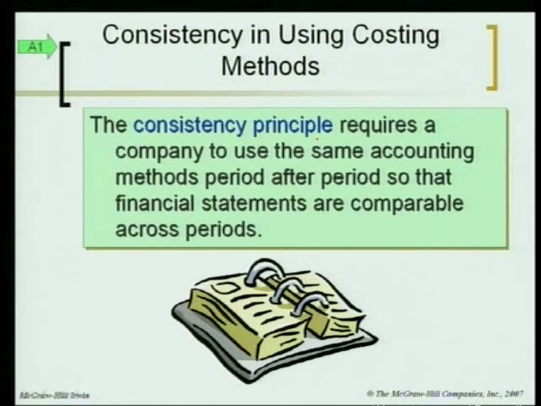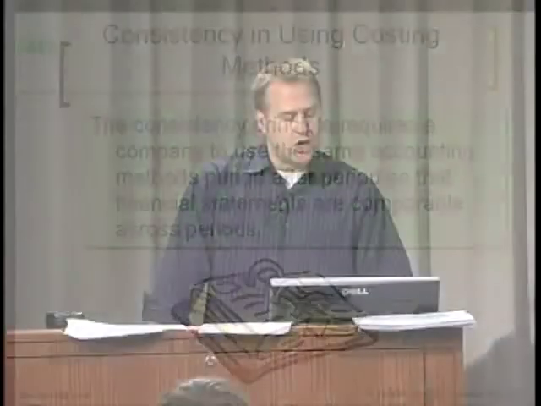Now, that's not to say that you can never change methods. But what it is saying is you can't keep switching methods. And as a matter of fact, you may be required in some situations, if you switch accounting methods, let's say you go from FIFO to LIFO, that you might have to restate last year's numbers, and nobody likes to do that. They don't want ways that you can fool the readers of your financial statements. Does this make sense?